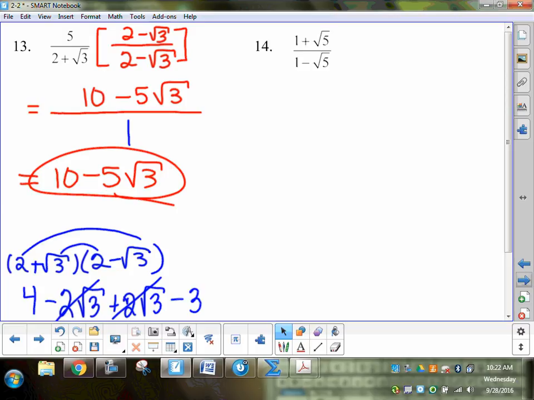Let's bounce over them, please. What if I have this? 1 plus root 5 over 1 minus root 5. The only radical that's a problem is the one in the denominator, so we need to get rid of it. What do I need to do to get rid of the radical in the denominator?